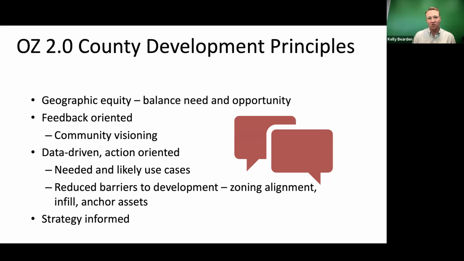This is going to be a data-driven, action-oriented process. We will be looking at needed cases for opportunity zones, but also likely use cases.